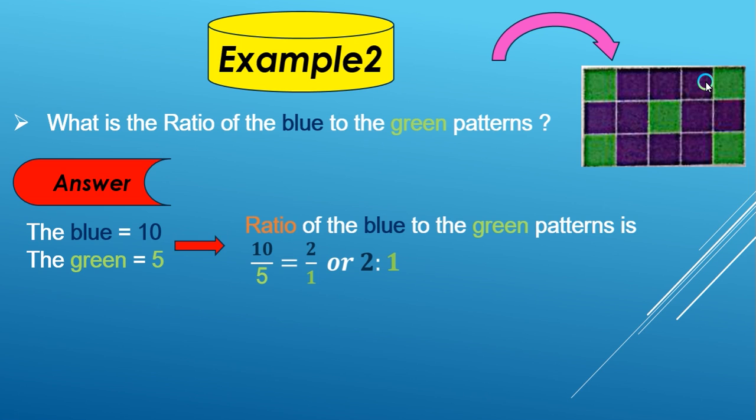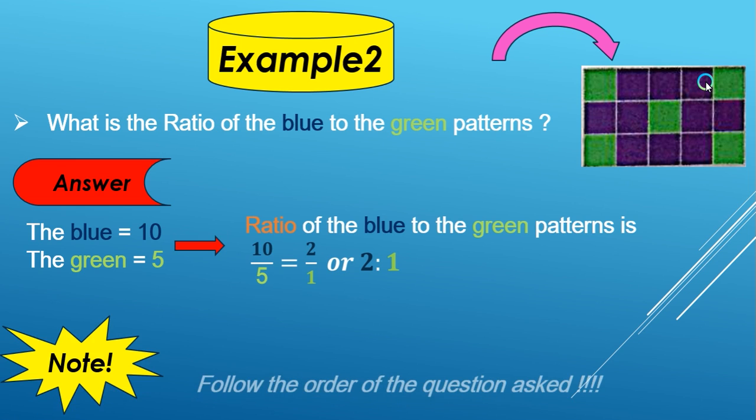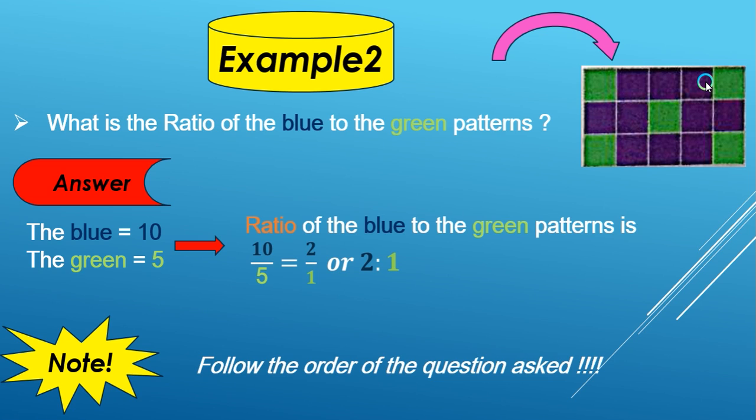Simplifying by 5 up and down will be 2 over 1, or 2 to 1. Note, follow the order of the question asked. So you have to follow the order. If he asks you about the blue first, you have to put the number of the blue up. If he asks you about the green first, you have to put the number of the green up.